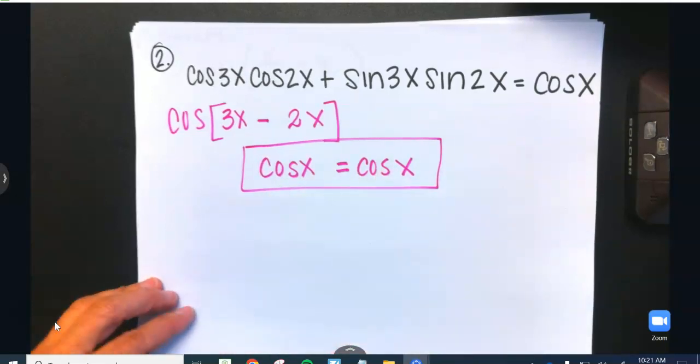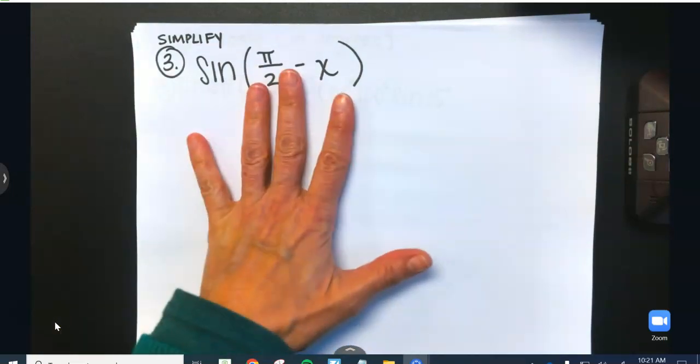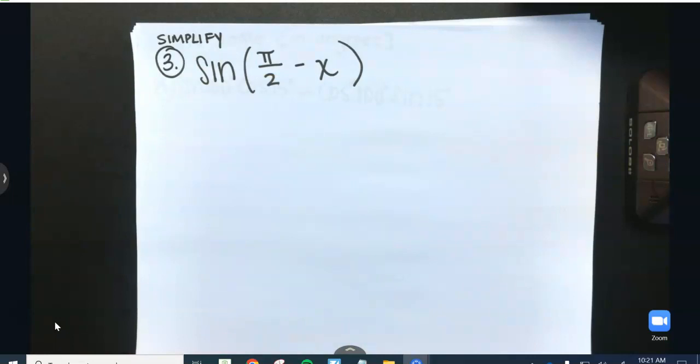Okay, that's verified. One side looks like the other. Next one. Simplify. Obviously, I can't verify there's no equal sign. You only verify when there's an equal sign. Simplify means you're going to write this as a single trig expression. Cool. Let's do that. Let's pretend it was Friday, and it just said simplify. How are you going to know what to do? How are you going to know it's a trig property?